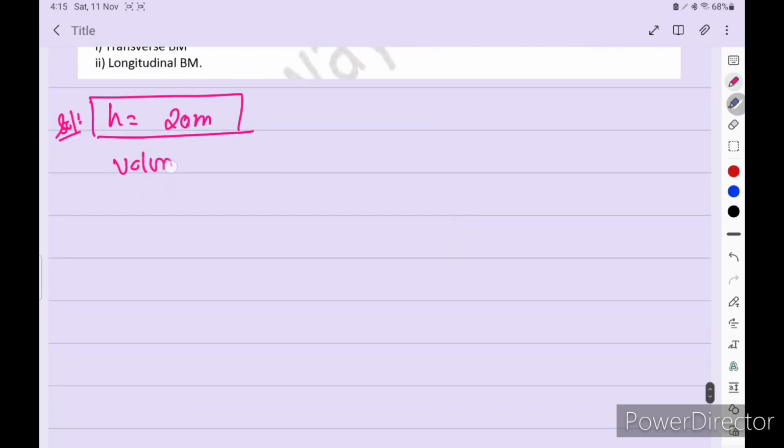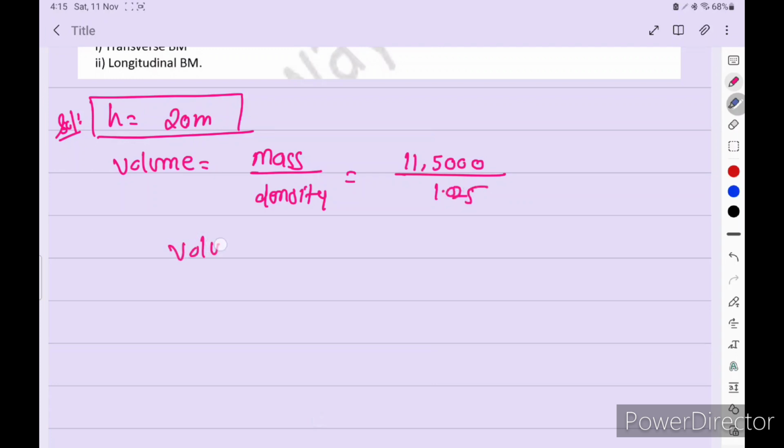Since we know that volume is equal to mass upon density, 11,500 divided by 1.025, so volume we get 11219.512 meter cube.